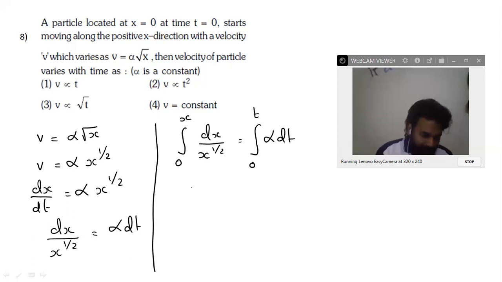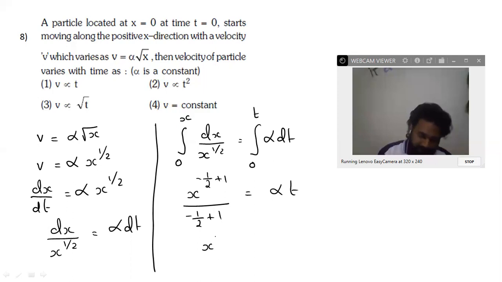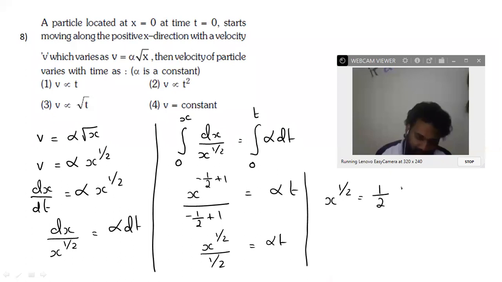So when I integrate this, I can write x raised to, this is actually x raised to minus 1 by 2 when it goes up, plus 1, divided by minus 1 by 2 plus 1. Right hand side, this will become alpha t. So this is nothing but x raised to 1 by 2 by 1 by 2 is equal to alpha t. Or I could write x raised to 1 by 2 is equal to 1 by 2 alpha t. Now if we square this, x is equal to alpha square t square divided by 4.